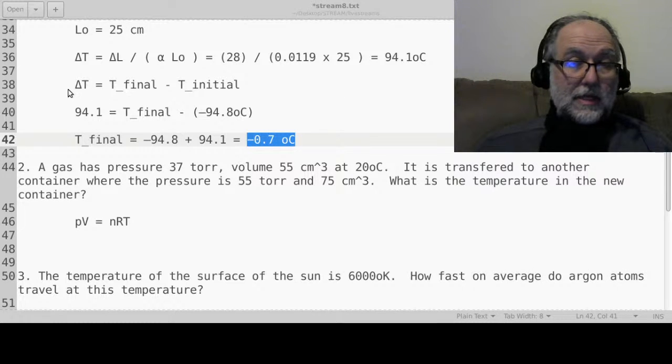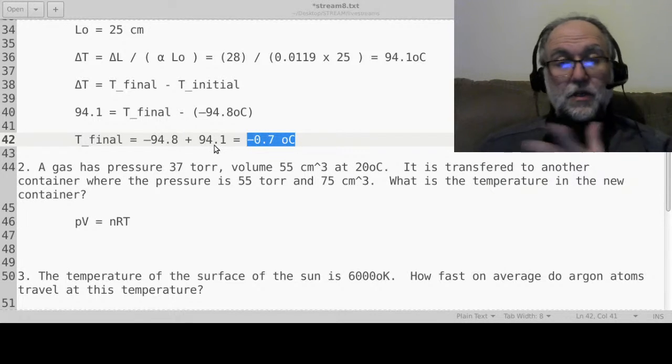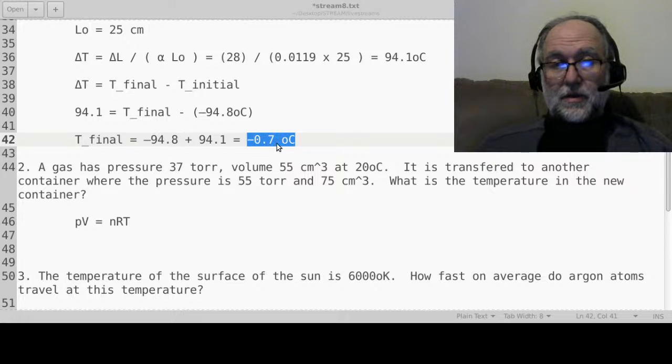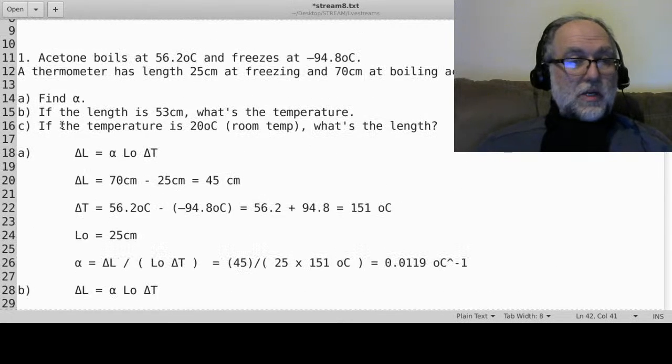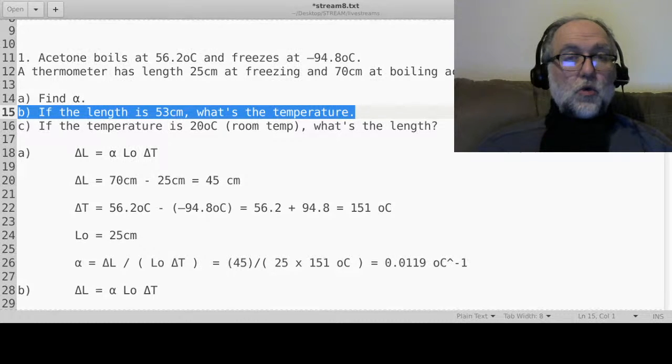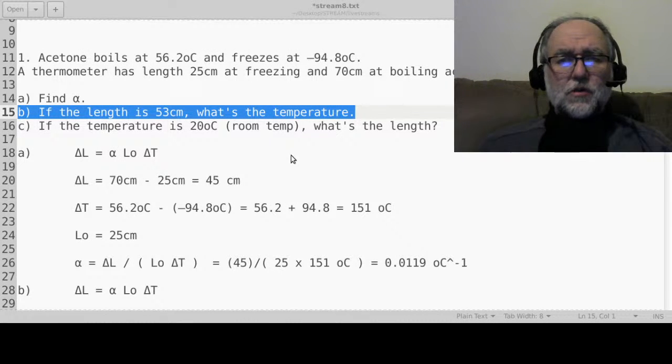And again, remember, delta T is the temperature change above the initial temperature. So you have to take the initial temperature, add the delta T to it, and you'll get the answer that you want. Okay? So there we go. That's question B.